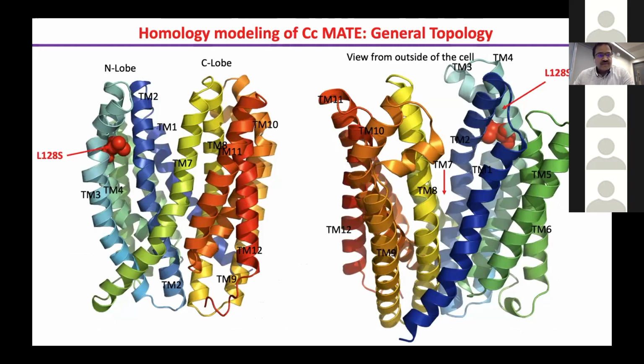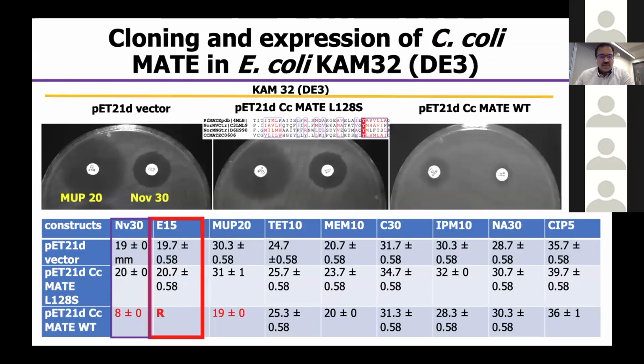So what we did, one of my collaborators produced a homology model, and thanks to him, we found our MAT has 12 transmembrane helices, as you can see here. More likely the drug binding pocket should be in the N-terminal lobe, which I'm pointing to here, which is transmembrane helix 4. Okay, what we did, we cloned the MAT transporter from C.